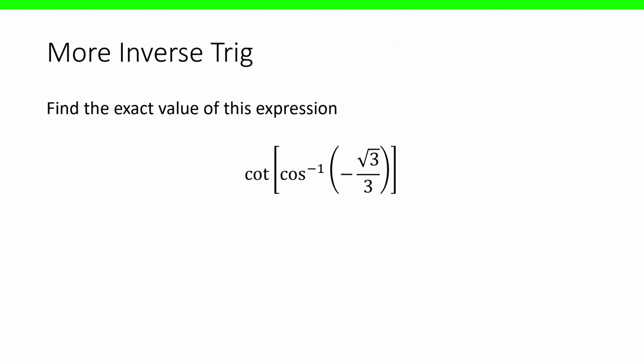Alright, another one. This one you don't quite have to draw the triangle, right? Cosine inverse of the square root of 3 over 3. Oh wait, yeah, we do actually, this one's a little weird. Okay, so cosine inverse is square root of 3 over 3.